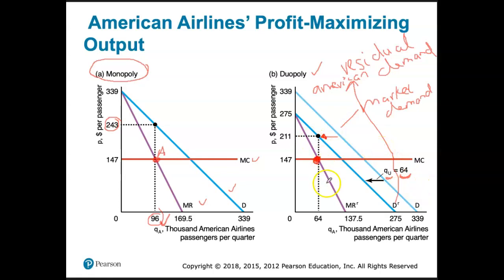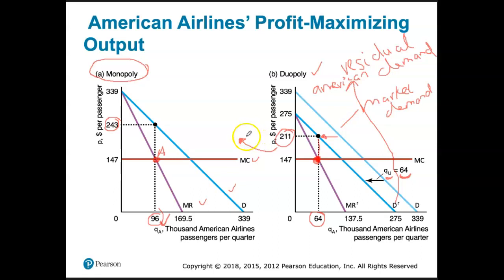Right. So in that sense, suppose American Airlines decides to produce at the point where marginal cost equals marginal revenue. It is going to actually produce 64, or rather it's not really producing goods, but you get the point. It's going to fly 64 passengers, and it's going to charge a price of $211.